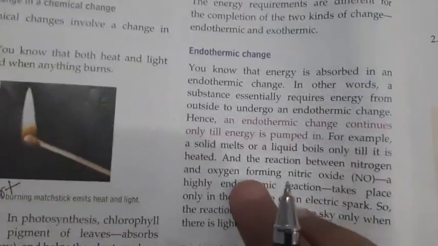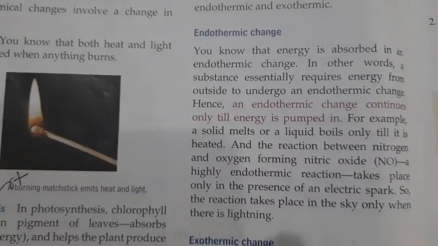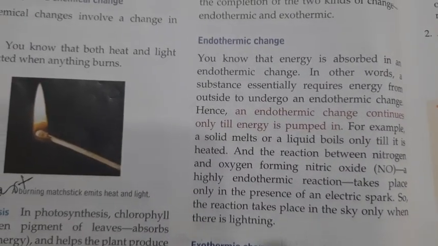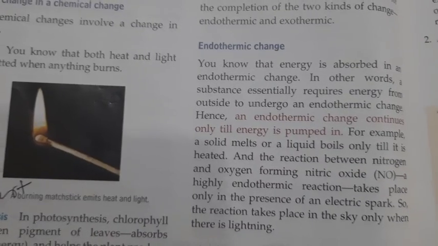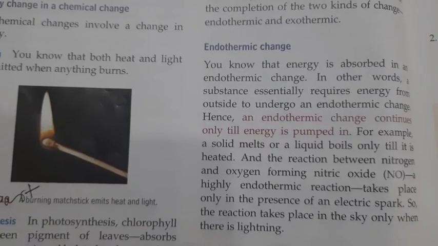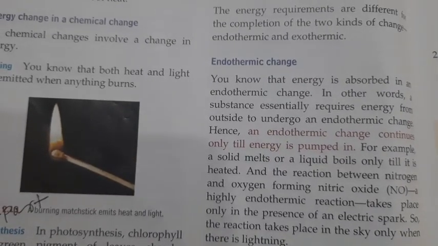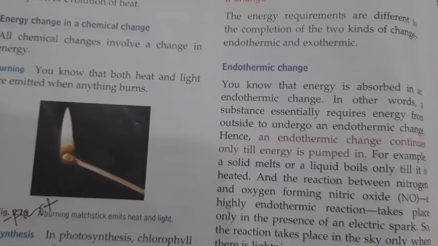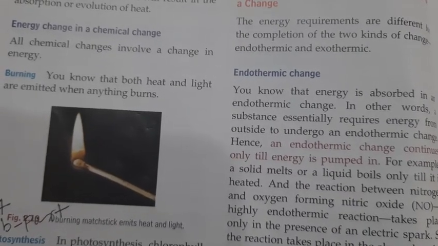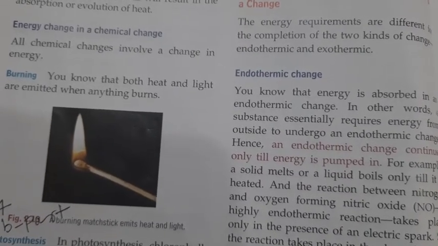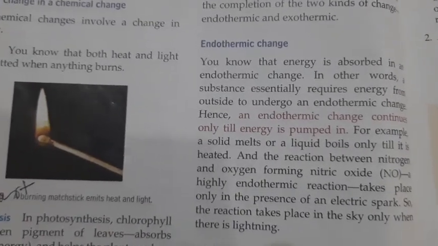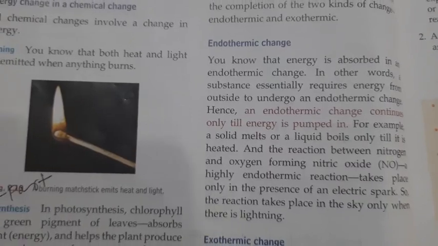Let's see, these are the endothermic changes. For example, cooking of food is a kind of endothermic change, because in this no heat is released, right? In endothermic changes, once the supply of energy is stopped, the change will stop there itself. For example, when you are cooking tea or food, and in between you switch off the gas, then the food will not be cooked properly.